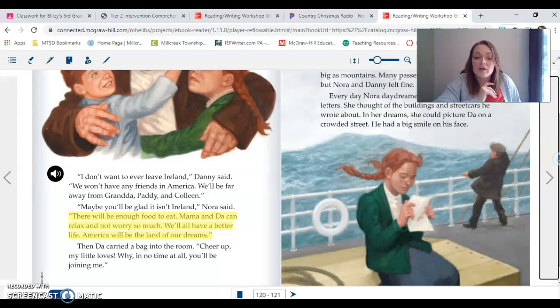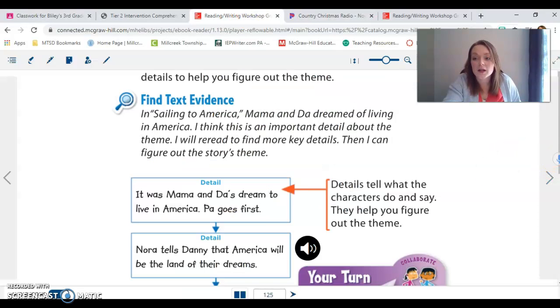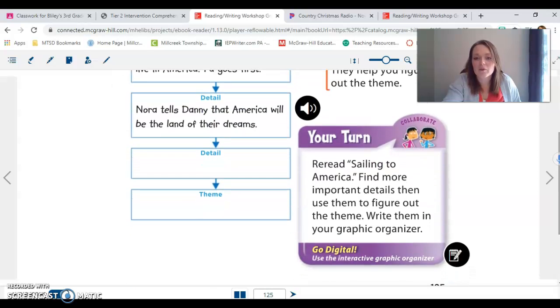Also, it says Ma and Da won't worry anymore. That's a huge thing also, and they will have a better life there. So those are all things that we could have put in our text box to prove that America would be a dream for them. Mrs. Bliley's just doing it out loud today, but if we were at school, we would do some writing.